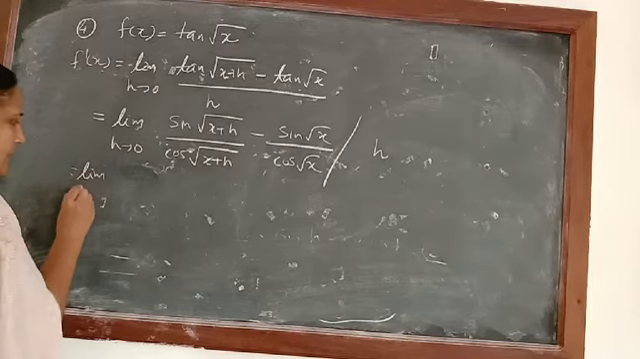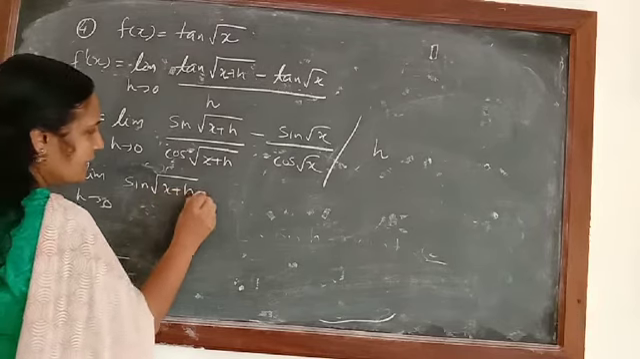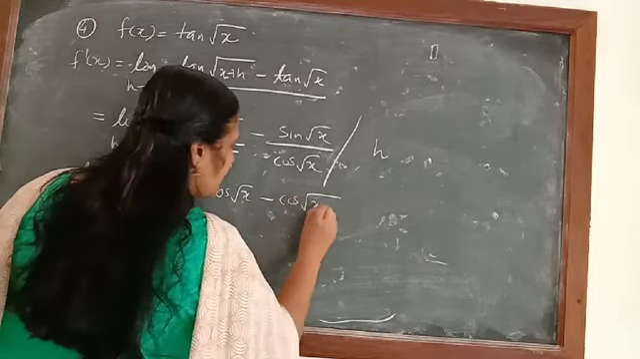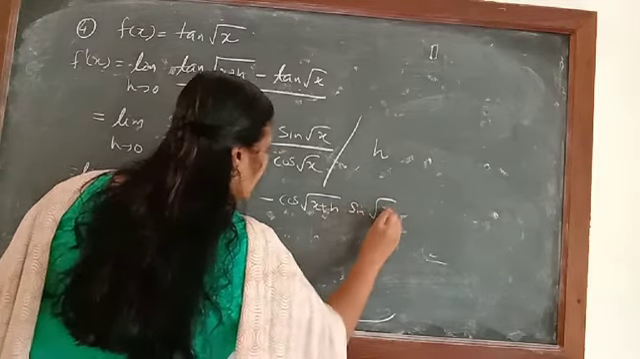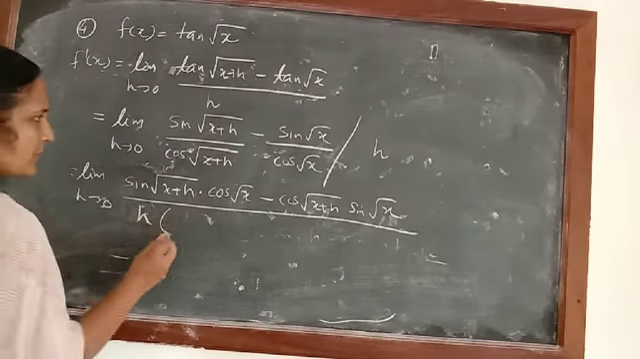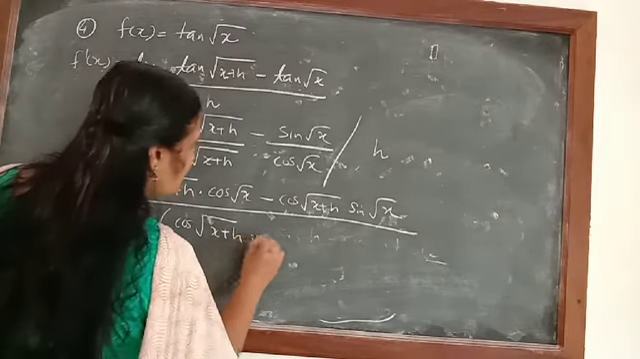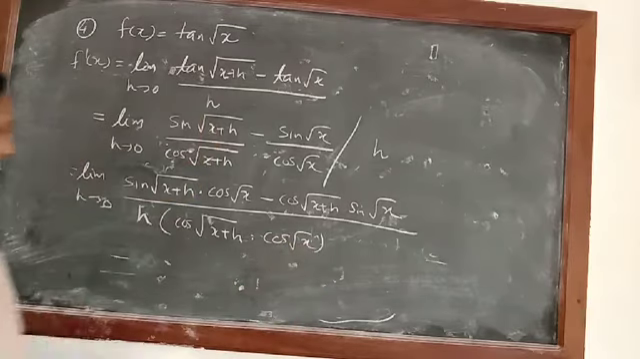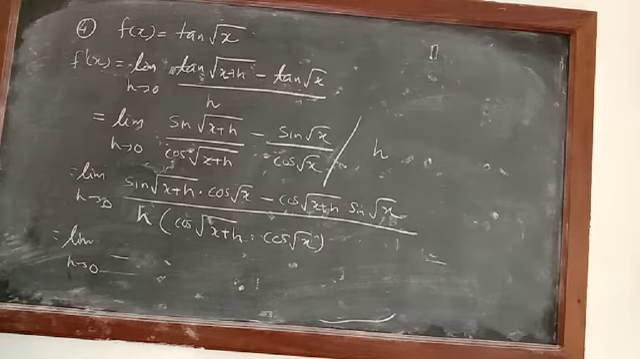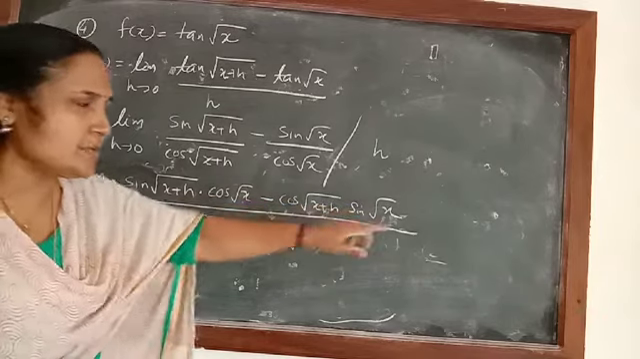Now we can do the cross multiplication, then we will get sin root x plus h into cos root x minus cos root x plus h into sin root x, whole divided by h. This h also will come in the denominator, so h into cos root x plus h into cos root x. Now just take the expression: limit h tends to 0, sin root x plus h into cos root x minus cos root x plus h into sin root x.